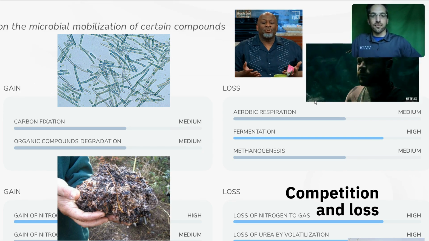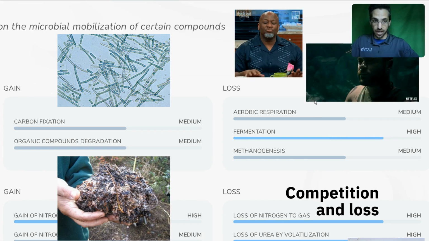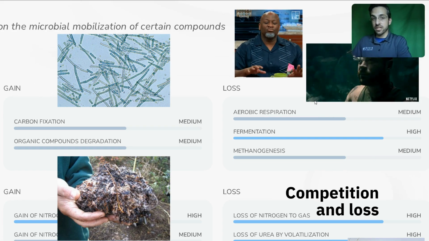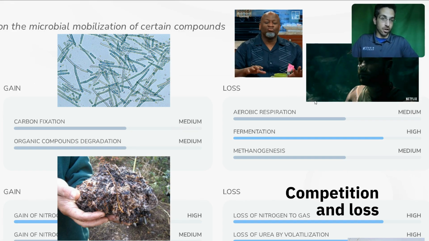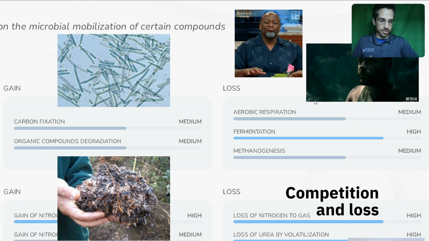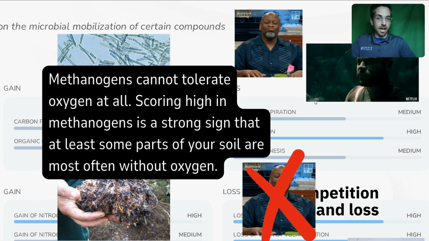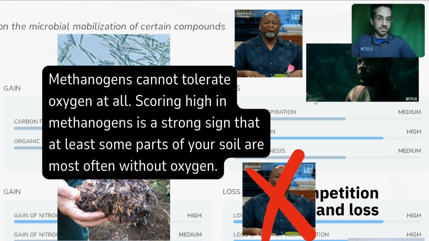Then we have fermentation. This is looking at anaerobic respiration that does not involve the use of oxygen. Some of these organisms are able to tolerate oxygen. Others can't tolerate oxygen at all, but this is looking at the genes for deriving energy without oxygen. And then finally, we have the methanogens. This is a non-aerobic process. It doesn't happen in the presence of oxygen.